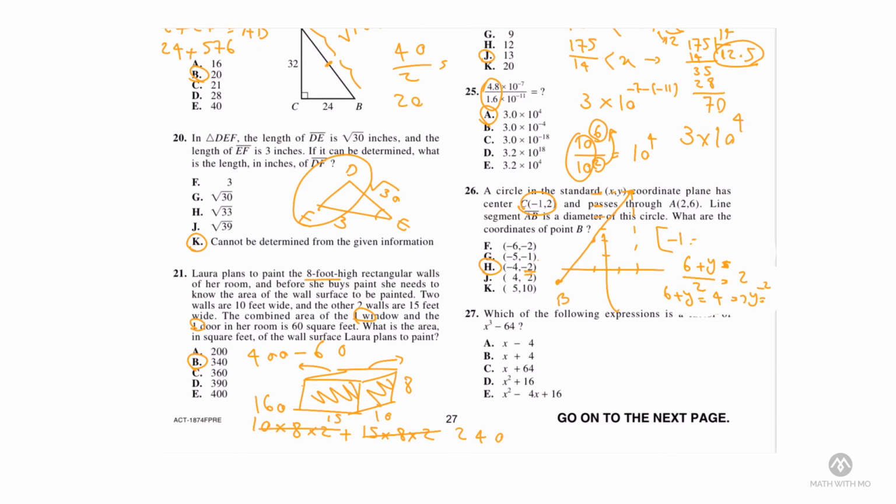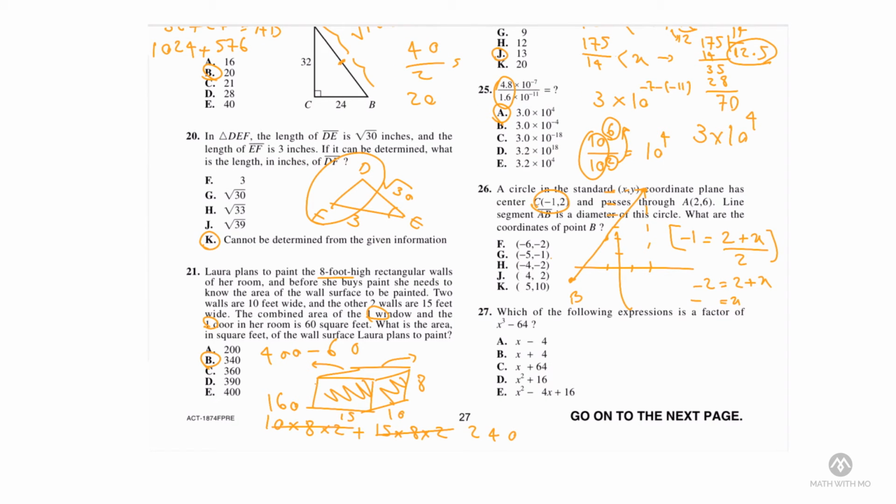Alright, so the next question will be... Alright, sorry about that. Okay, there you go. Which of the following expression is a factor of x cubed minus 64? So the first thing we should notice is that x cubed minus 64 is x cubed minus 4 cubed. Alright, so basically it's a difference of cube.